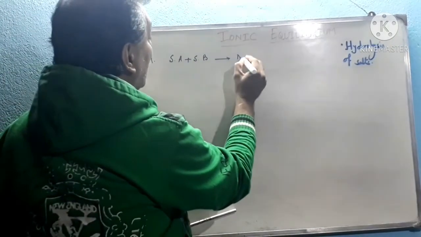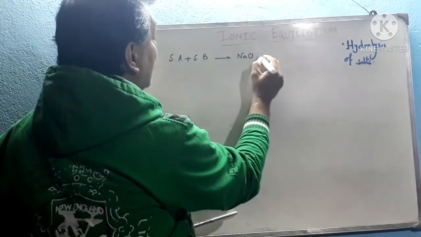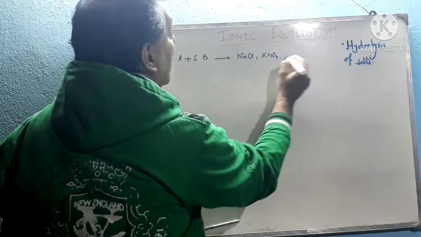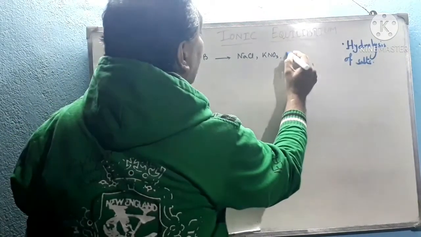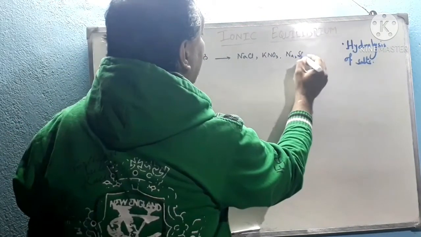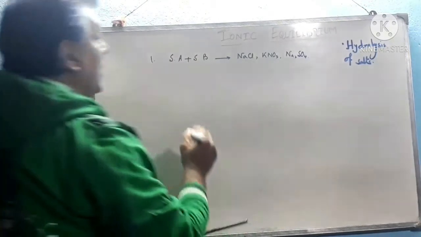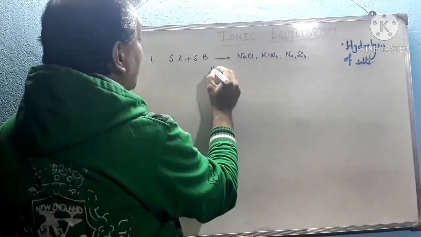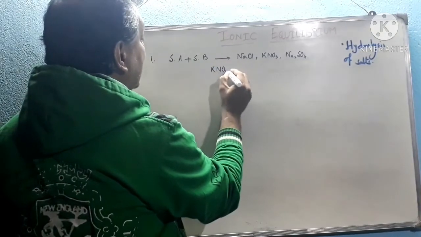Examples are salts of strong acid and strong base: sodium chloride, potassium nitrate, sodium sulfate, and so on. These are strong acid, strong base salts. Like I am giving an example, suppose potassium nitrate we have taken here as an example.